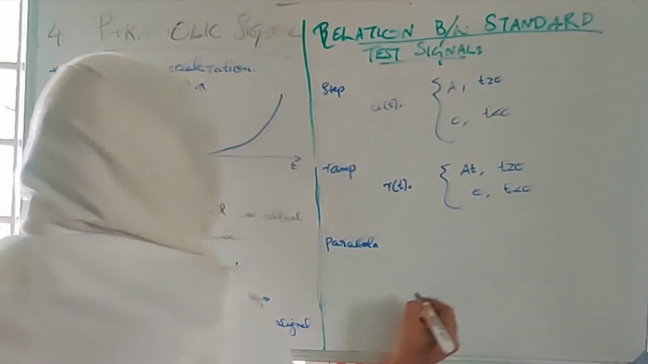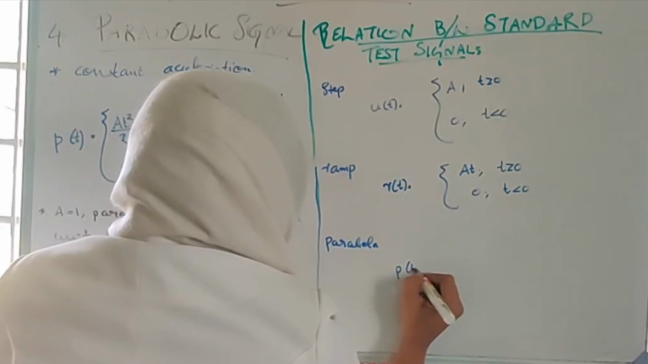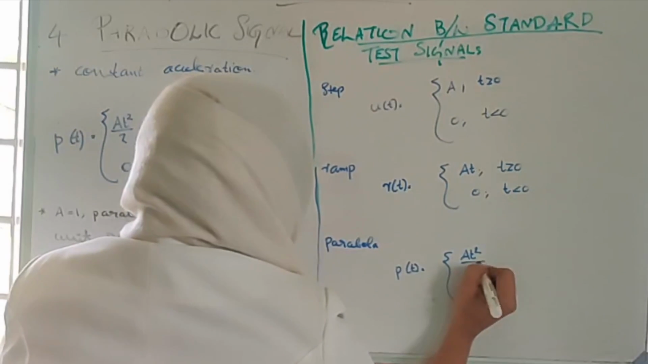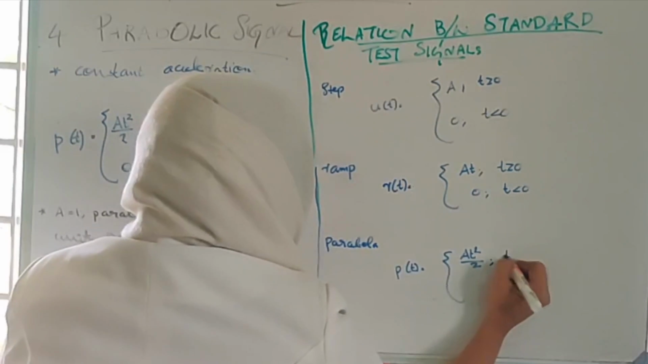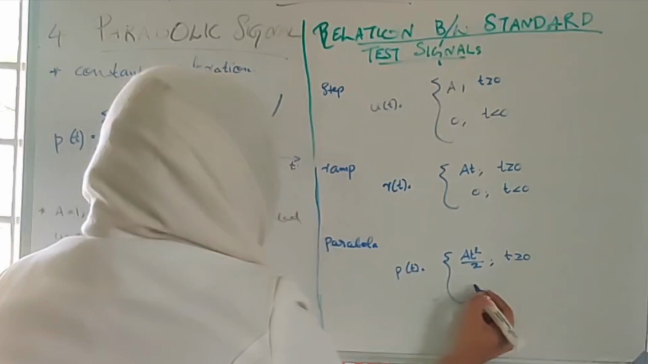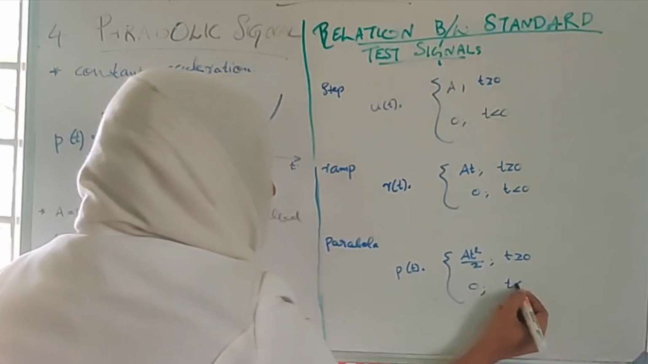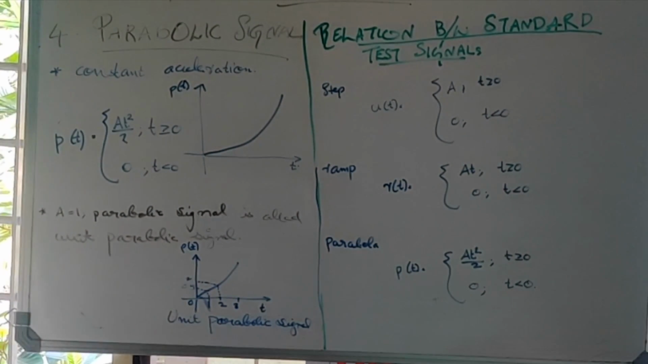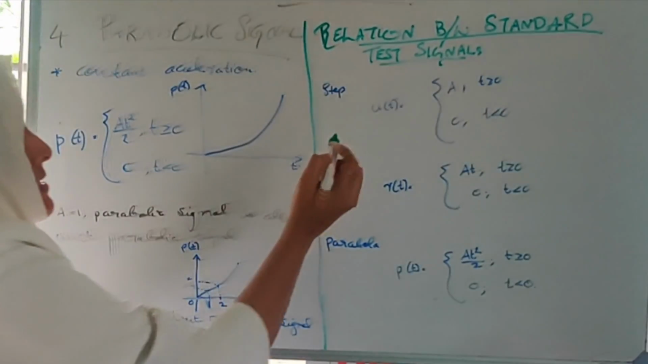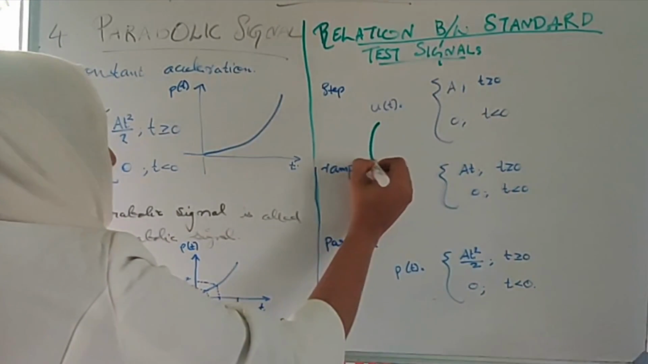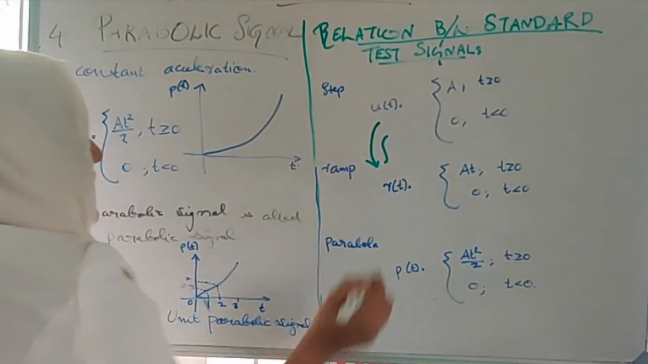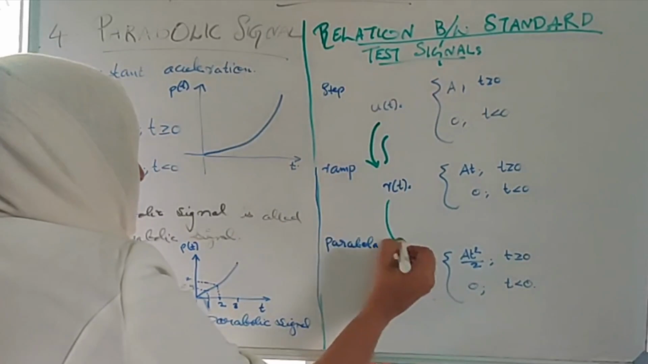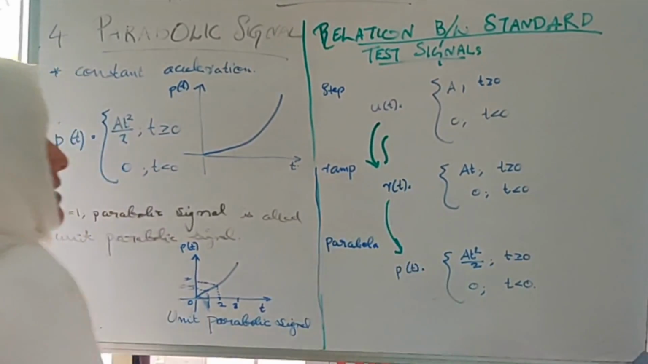Now the parabola, p of t is equal to A t square by 2 for every t greater than or equal to 0, and 0 when t is less than 0. So when analyzing this, we can say when we integrate the step function, we get the ramp function. And when we integrate the ramp function, we get a parabola. That is, the integral of r of t is p of t.